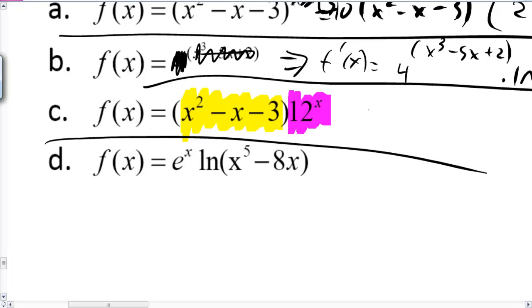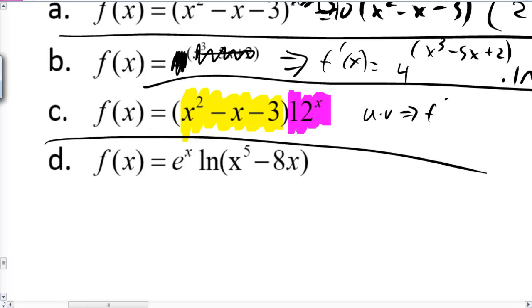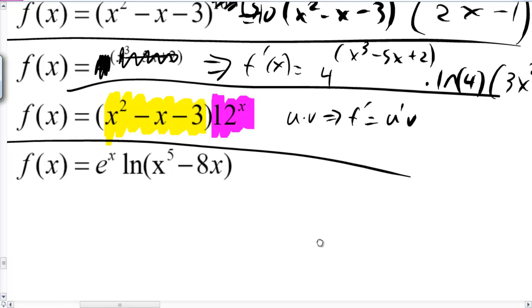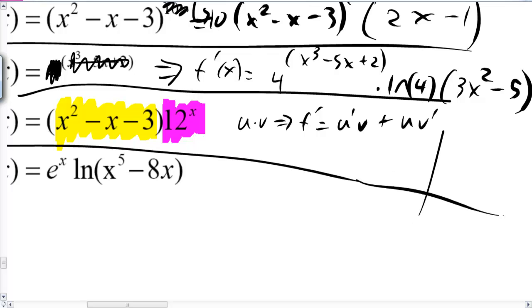All right. And as we hopefully remember, the product rule says if you've got some function times another function, u times v, the derivative of that function would be u prime v, so take the derivative of the first thing, leave the second thing alone, plus u v prime, leave the first factor alone, times the derivative of the second. All right, so here we go.